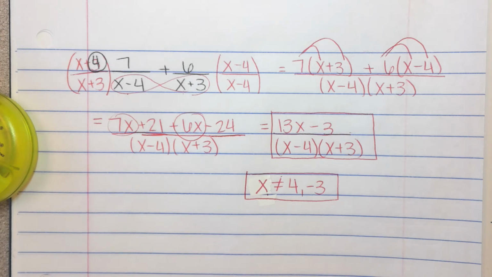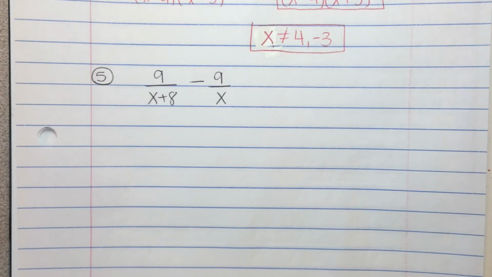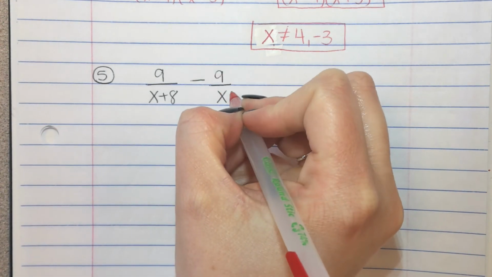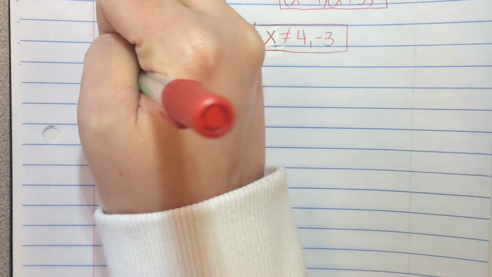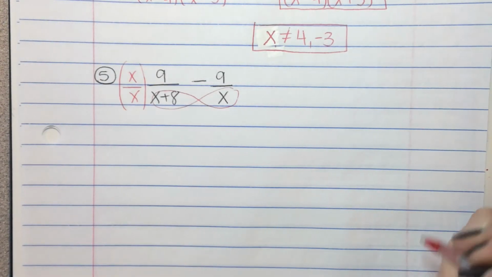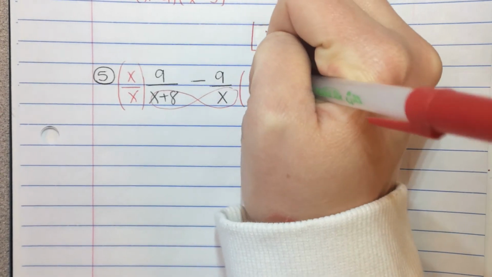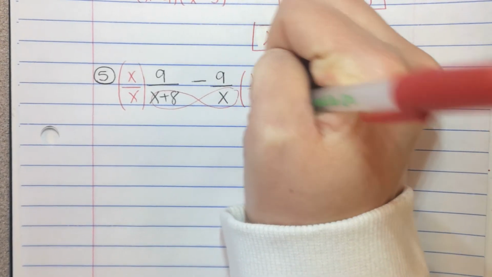Okay, here's example number 5. We have 9 divided by the quantity x plus 8 minus 9 divided by x. Okay, so our denominators do not match, so we're going to kind of crisscross those. On this side, we're going to multiply by x over x. On this side, we're going to do x plus 8 over x plus 8.